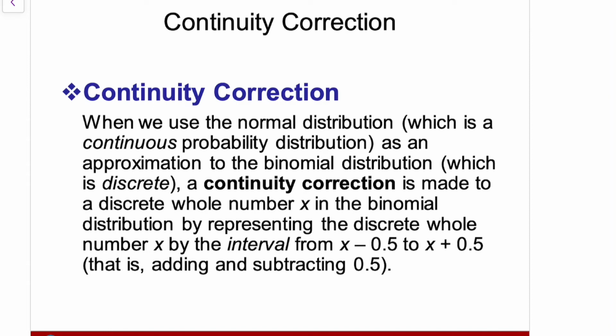I do want to talk a little bit more about the continuity correction itself. When we use the normal distribution to approximate the binomial distribution, that continuity correction is made because we're taking a discrete whole number and changing it to an interval. We're going from a discrete number to a continuous number, and we need to fill in the gaps in between those discrete numbers. When we solve problems using the normal distribution, we often see language of at least, at most, less than, and greater than.